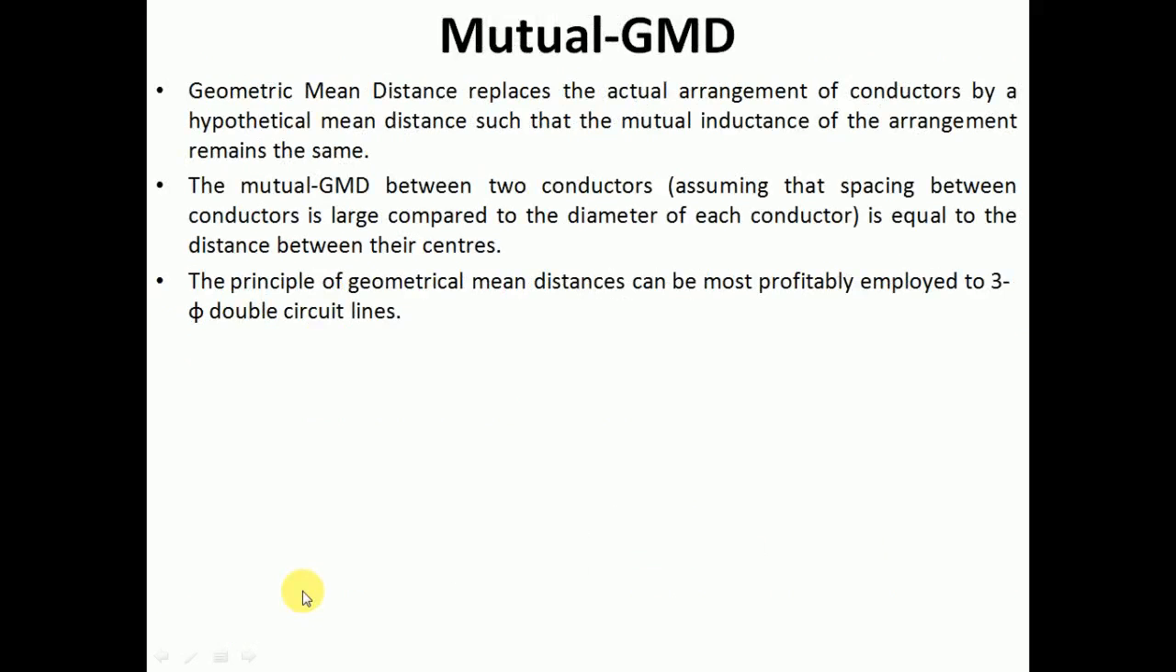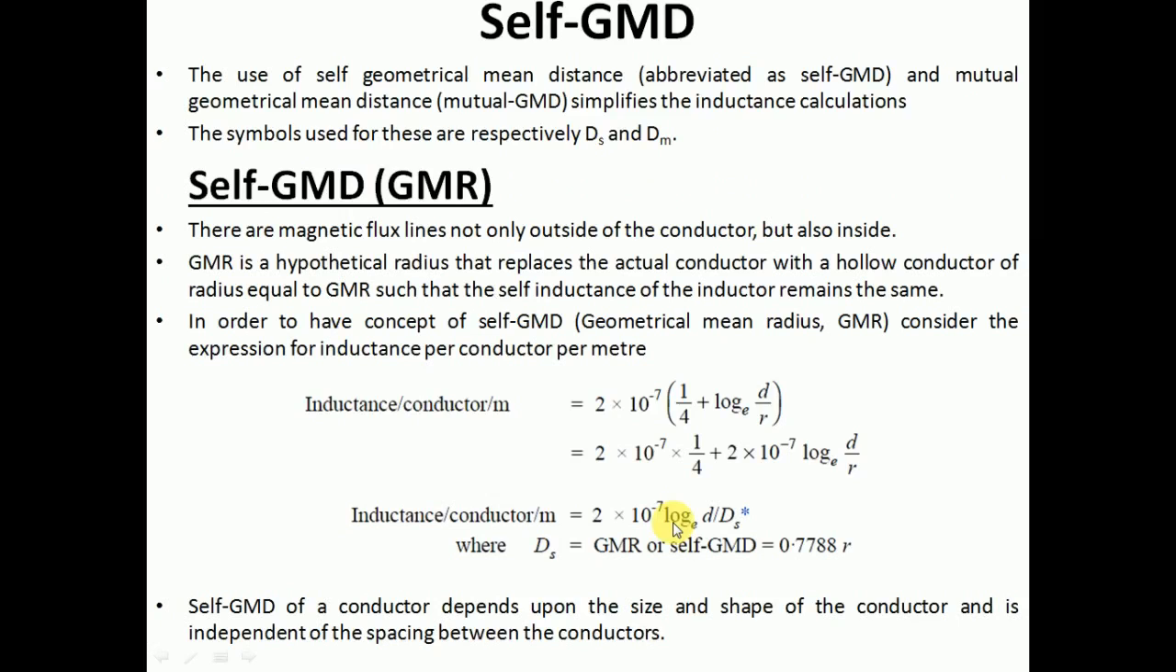Next we are going to see the definition of mutual GMD. Its definition is very much similar to that of self-GMD. It is actually a hypothetical mean distance between two conductors such that their inductance value remains the same as that of actual arrangement of conductors. In the case of single phase two-way system which we have seen just now, the mutual GMD is actually this numerator portion, that is small d.